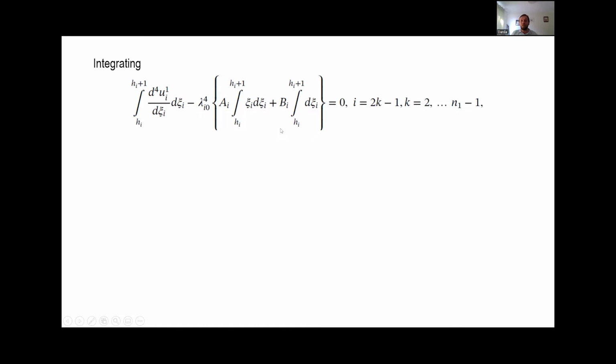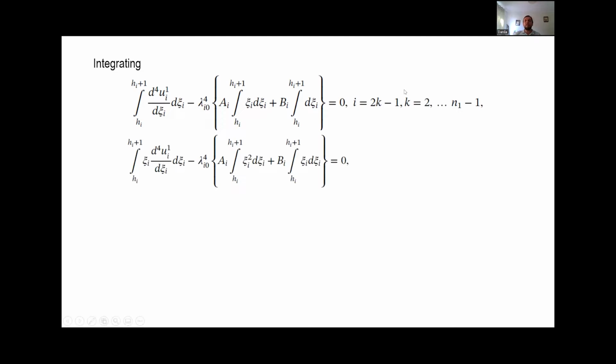But this is not sufficient, because this is only giving us, roughly speaking, the number of equations coinciding here with the number of stiff components. So we need one more, because we have double the number of coefficients.